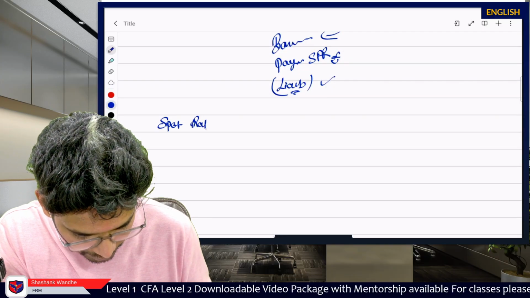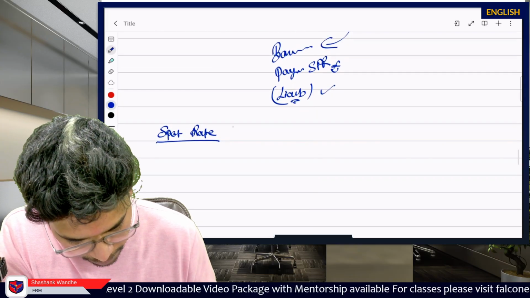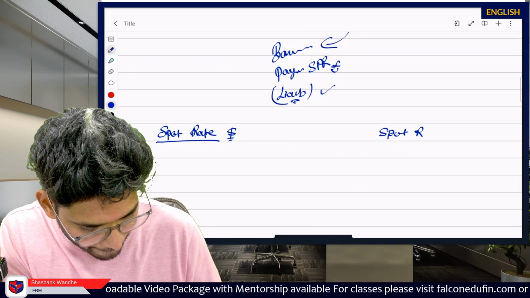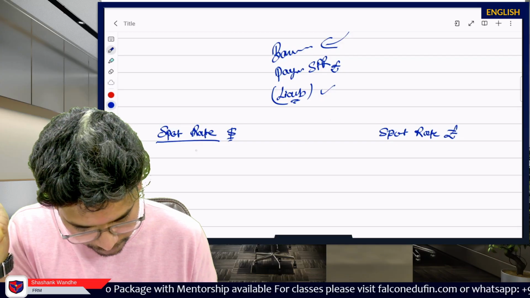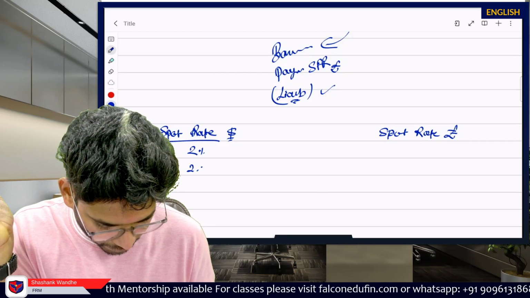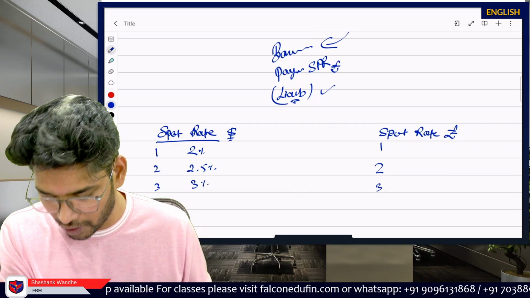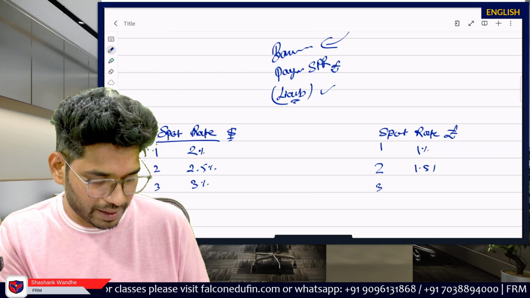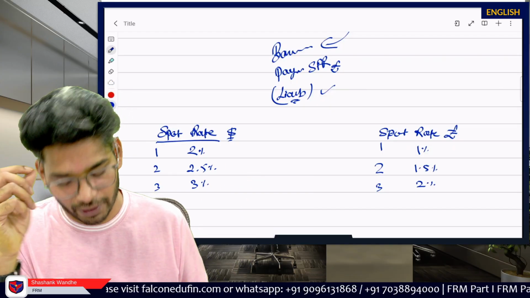Spot rates. This is for the dollar spot rate. And also we will need the spot rate for pounds. And this is 1 year, 2 year, and 3 year. So it is 2%, 2.5%, and 3%. Here again 1, 2, 3 years spot rate, and this is 1%, 1.5%, and 2%. So spot rate applicable for both the currencies are different.